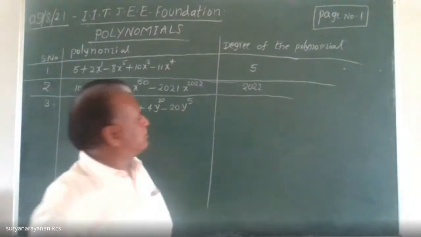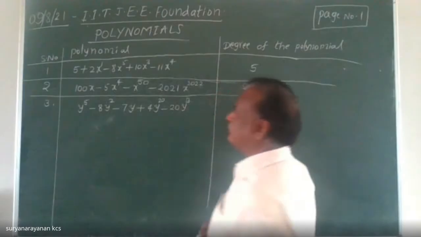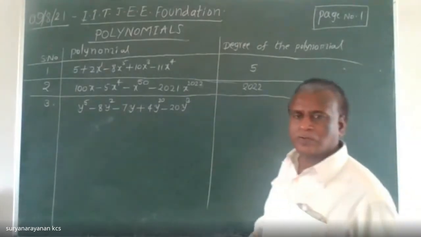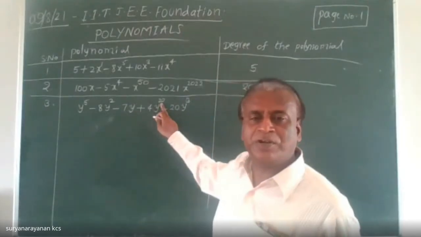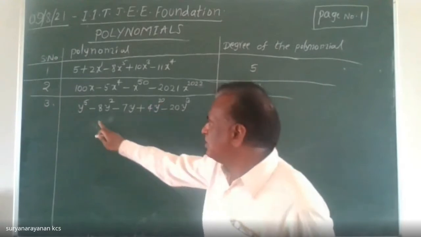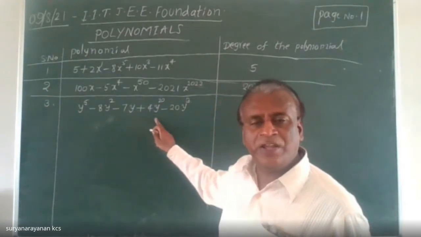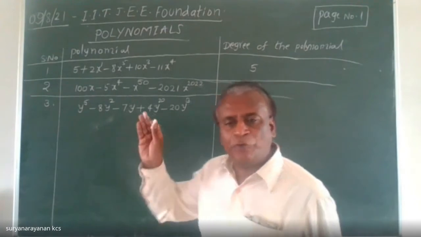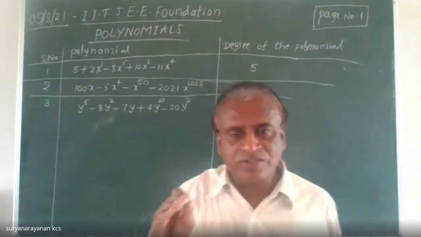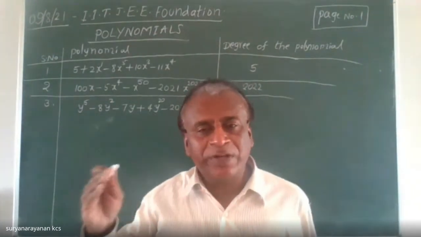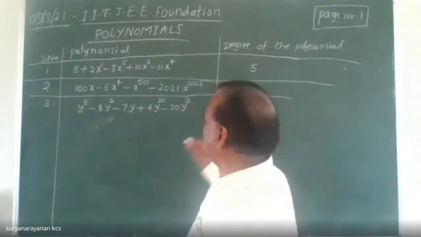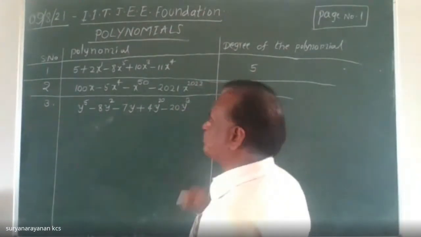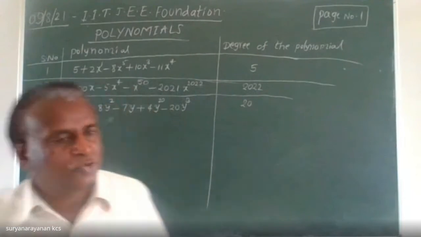What is the degree of this polynomial? 20. Yes, 20, the highest exponent of the variable y. This is a polynomial in the variable y. So we focus on the exponent of y. So here the highest exponent of y is 20.